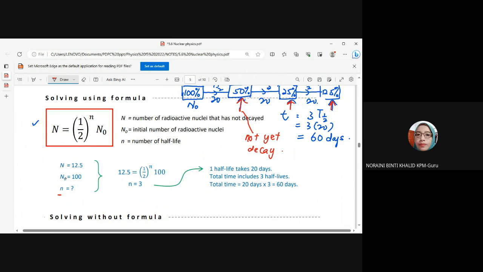So 12.5 equals half to the power n, times 100. Which means half to the power n equals 12.5 divided by 100, which is equal to 1 over 8. 1 over 8 is half to the power 3. That's the reason why we get n equals 3. Once you get n equals 3, the time taken is 3 half-lives, which is 60 days.